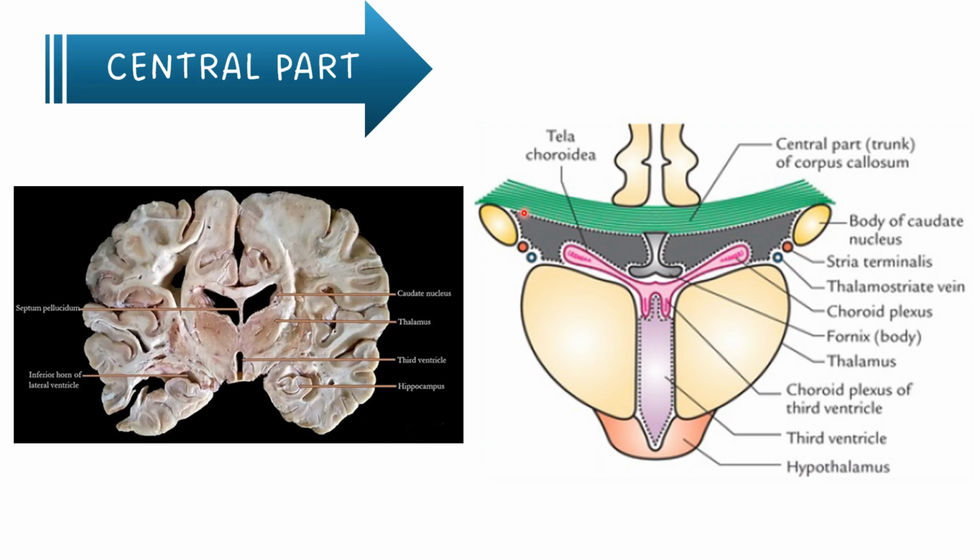This is the central part of the corpus callosum, otherwise known as the trunk of the corpus callosum, which forms the roof. The floor here slopes from lateral to medial side, and it is formed by the body of the caudate nucleus, the stria terminalis, the thalamostriate vein, the lateral part of the upper surface of the thalamus, the choroid plexus covering the medial part of the upper surface of the thalamus, and the upper surface of the body of the fornix. The medial wall here is formed by the septum pellucidum.